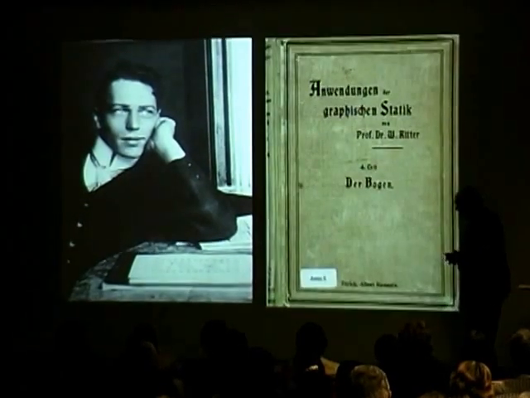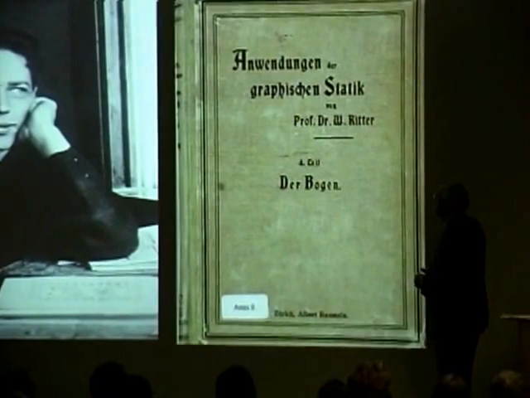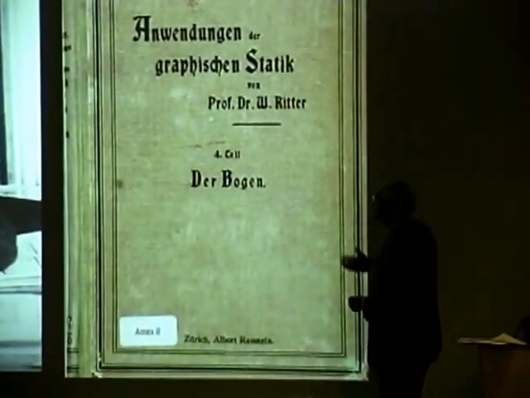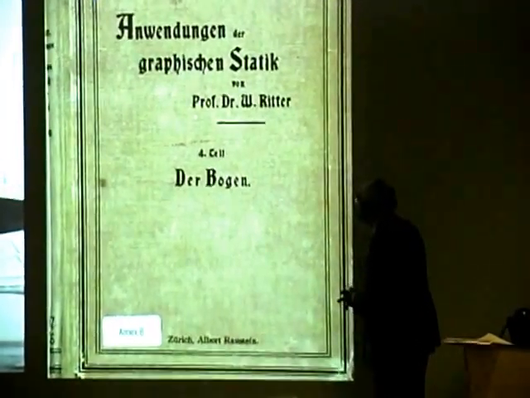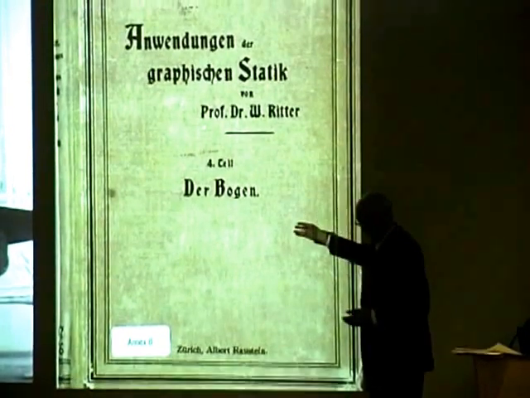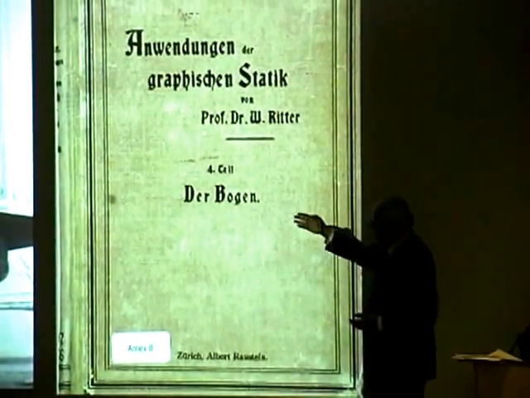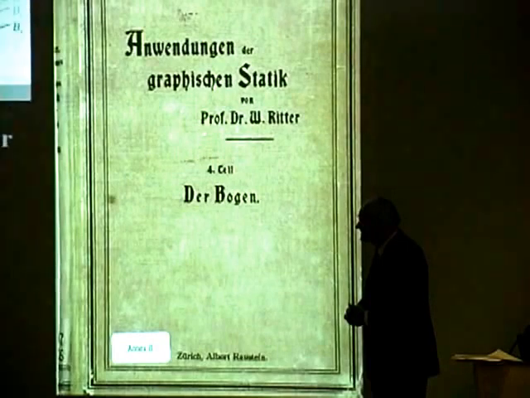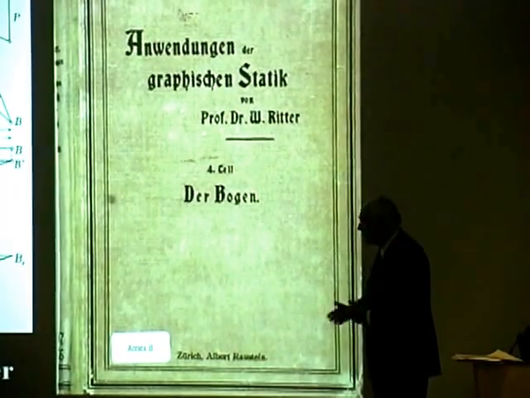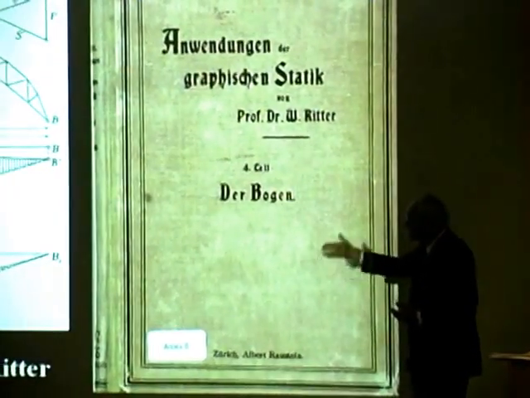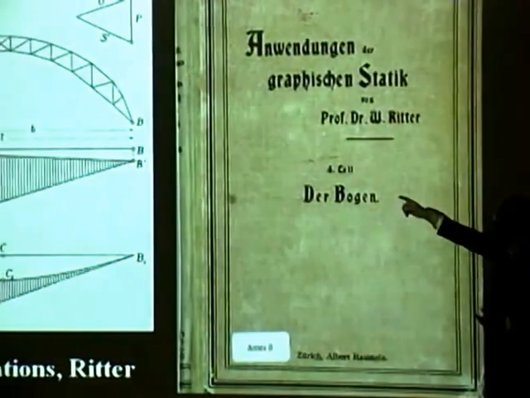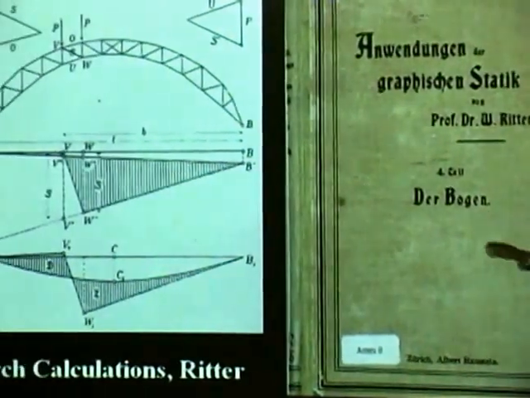Next slide. This is one of the books. Ritter wrote 4 books. This is called The Applications of Graphic Statics to Arches, Bogen. And Amann, next slide, would write a groundbreaking article. This is the calculations in Ritter's book for a 2-hinged steel arch.